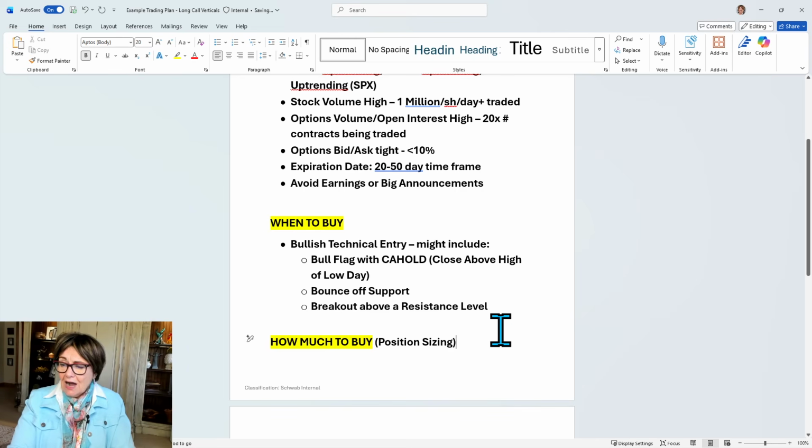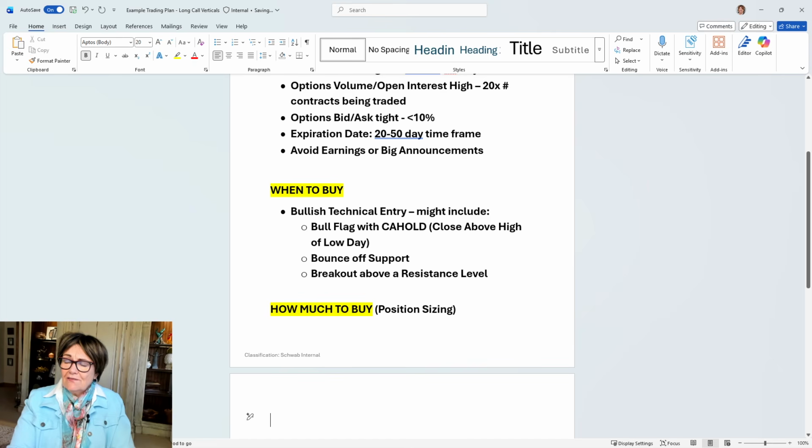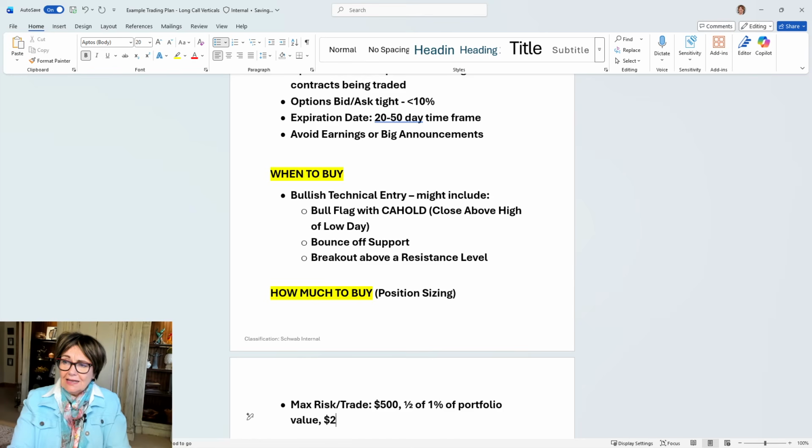And then with respect to how much to buy, we're going to define our max risk here. I teach a trading a smaller account class, and our max risk per trade is $500. Now, I also have an example portfolio that has $500,000 in it, and that one is half of 1% of the portfolio value. Which is also, in that case when we started, $2,500, or you could say 1% of the portfolio value. So, just pick something that you're comfortable with.